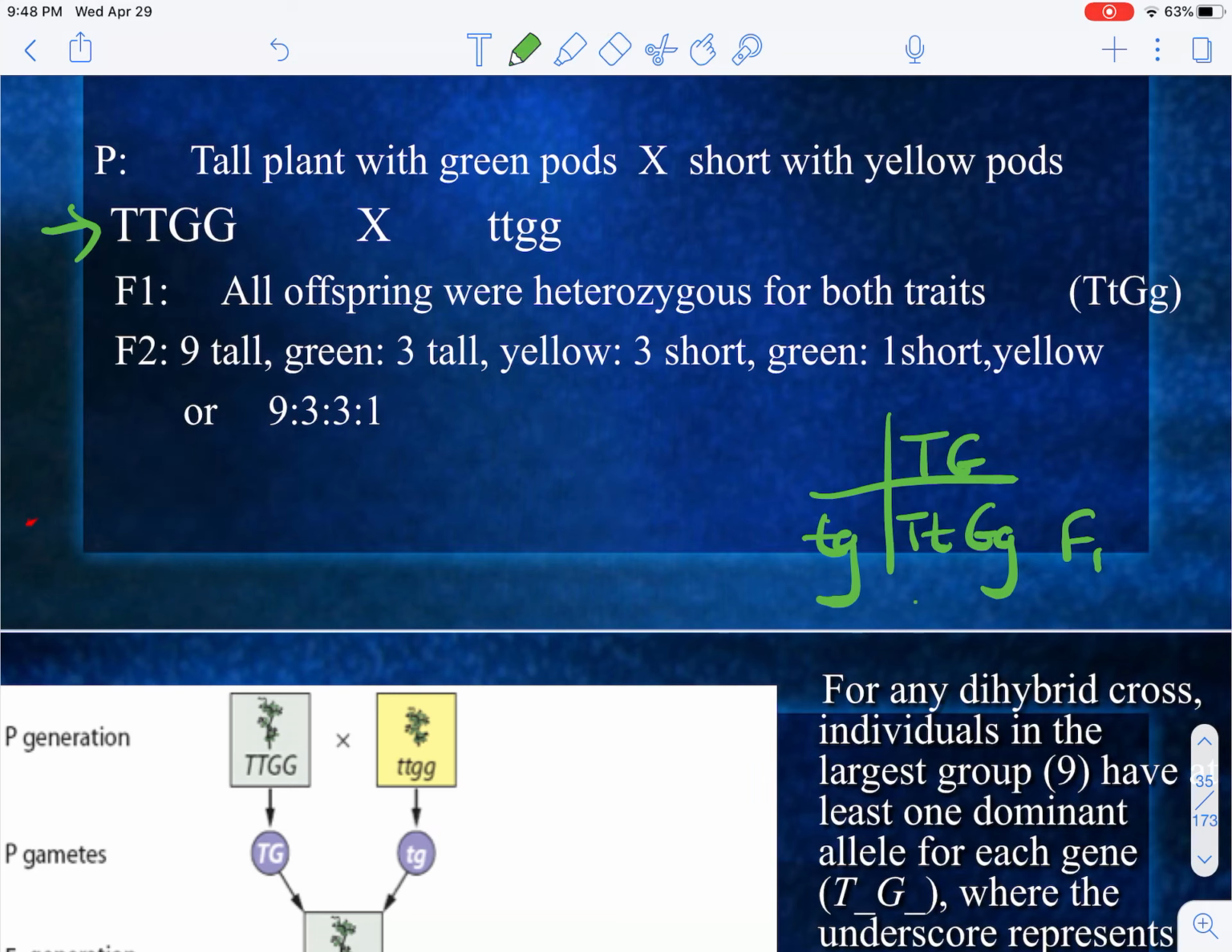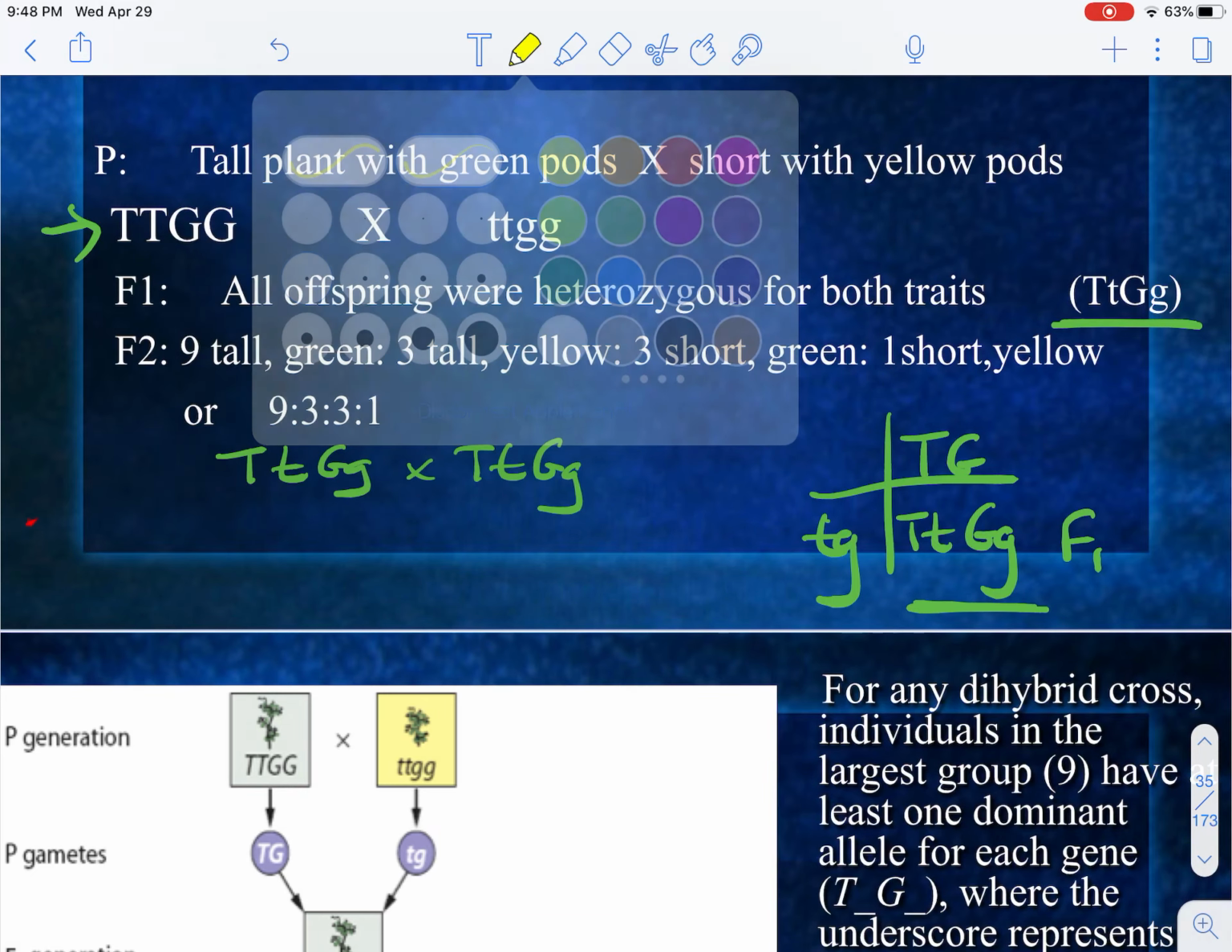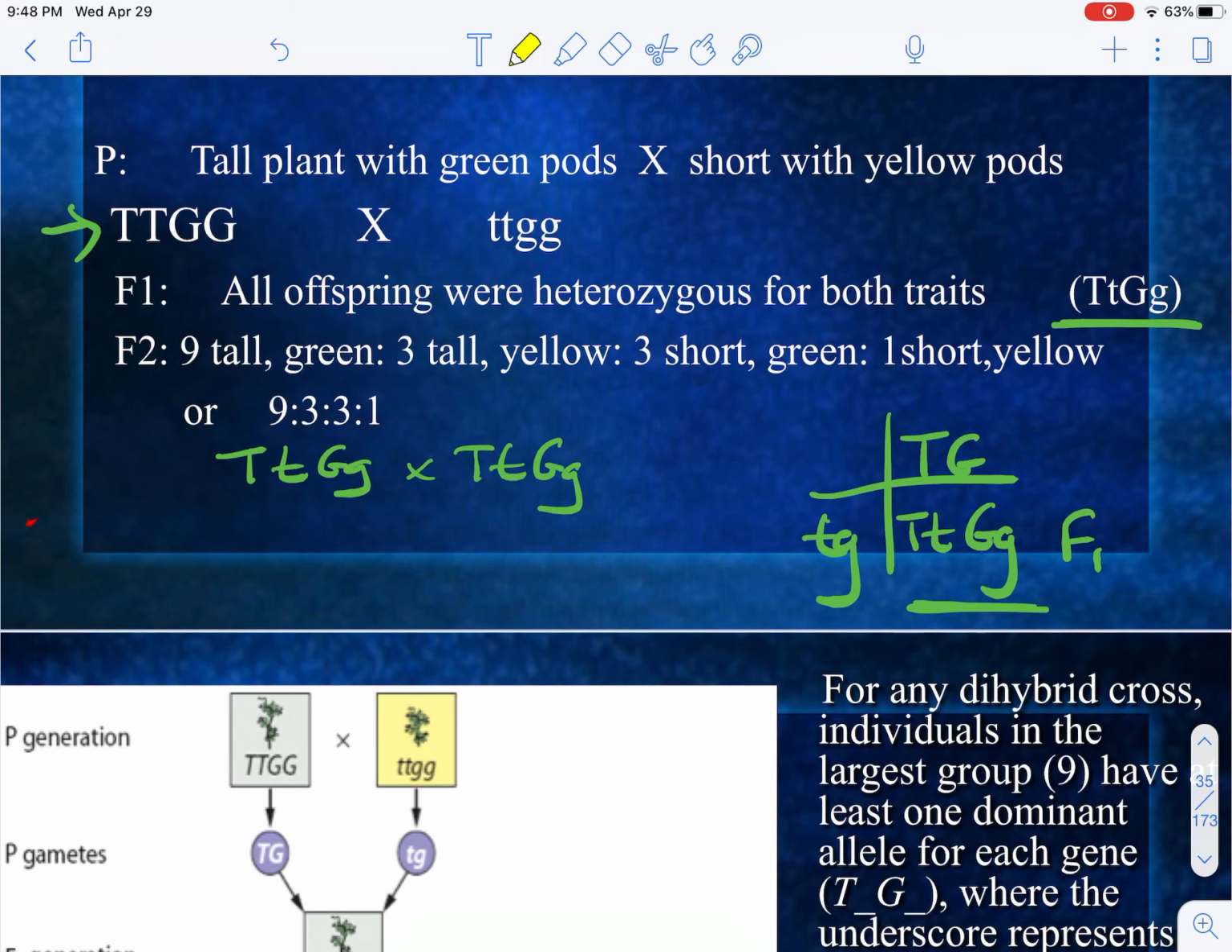What they're telling you after that is that what they may ask you to do next is do an F2, which is taking the offspring here and crossing them to each other. Now, when you have a cross like this, when you only have one offspring, sometimes they like to do that and say all the offspring are the same. So let's see what happens when we cross those with each other.